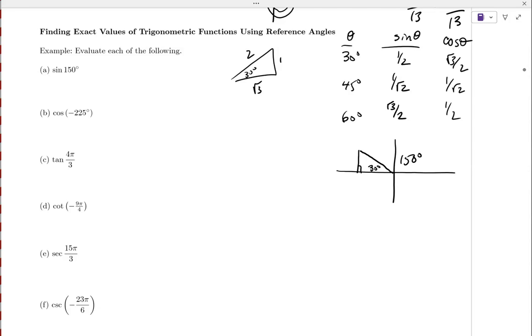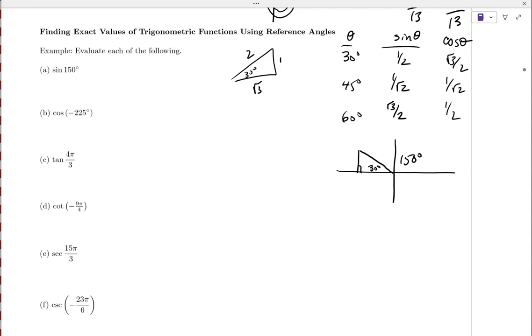Notice that your reference triangle here is a 30, 60, 90 triangle, right? I made a right triangle. One of the angles is 30, the other has to be 60. So the reference triangle is a 30, 60, 90 triangle. So I can put these values on this triangle, but I want to be a little bit smart about it.